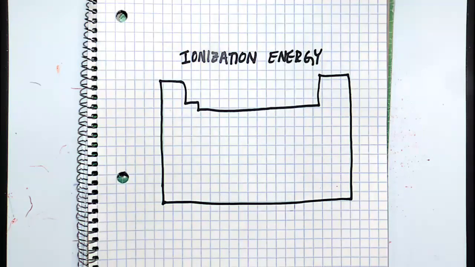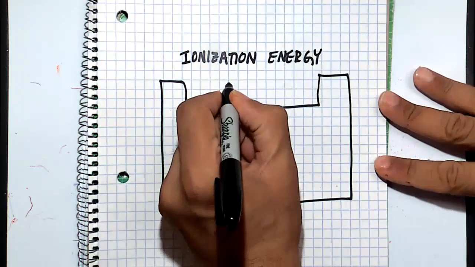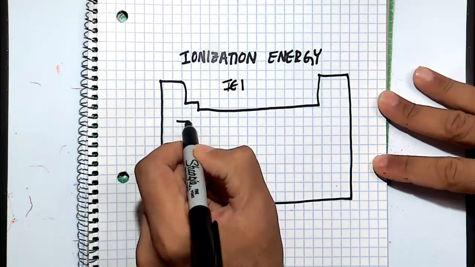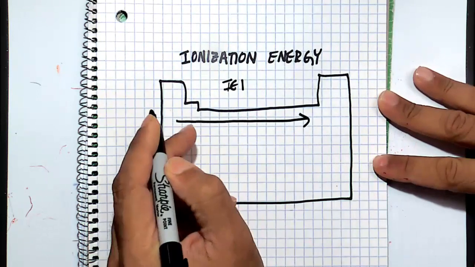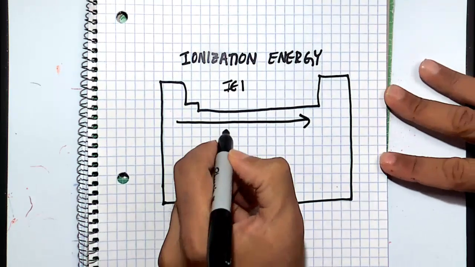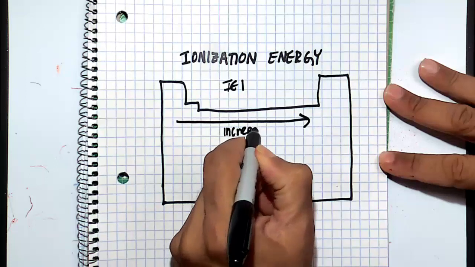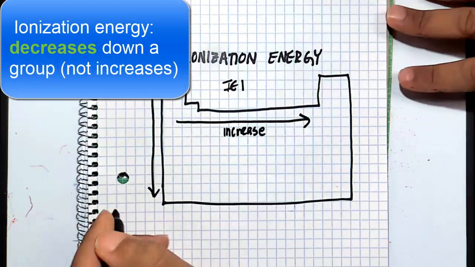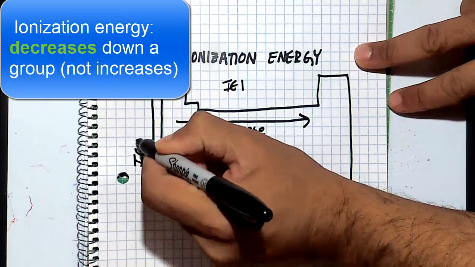The trend of the ionization energy, we'll talk about the first ionization energy here, IE1, the energy required to remove 1 electron, is that it's going to increase from left to right in the periodic table. So the trend is that it increases across a period, left to right, and it also increases up a group. So that would be IE1.